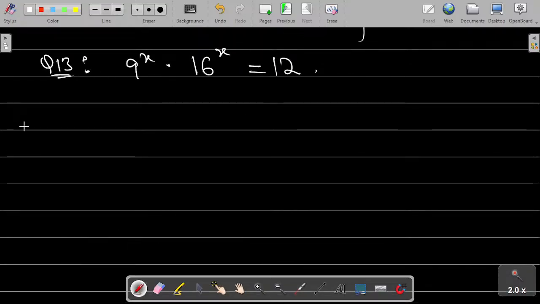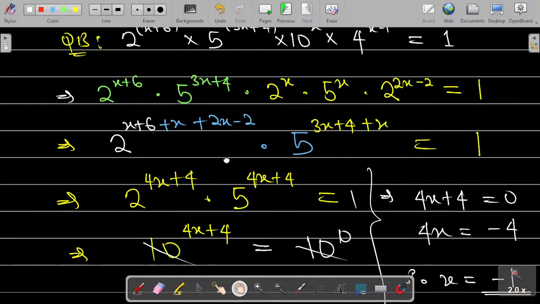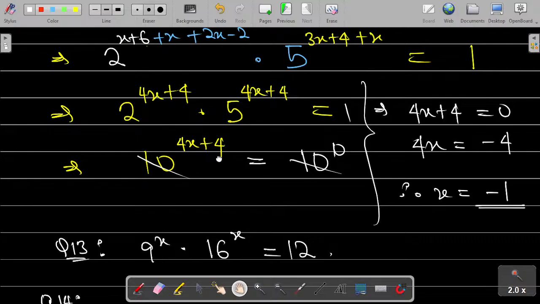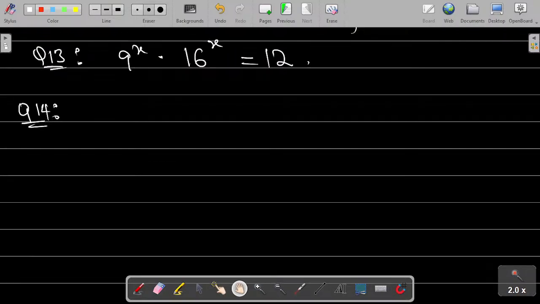So let's go to question 14. It seems I have repeated a particular number. So this is actually 14, and the one I'm about to do is 15. So this is 14, and this is 15. Look at 15.